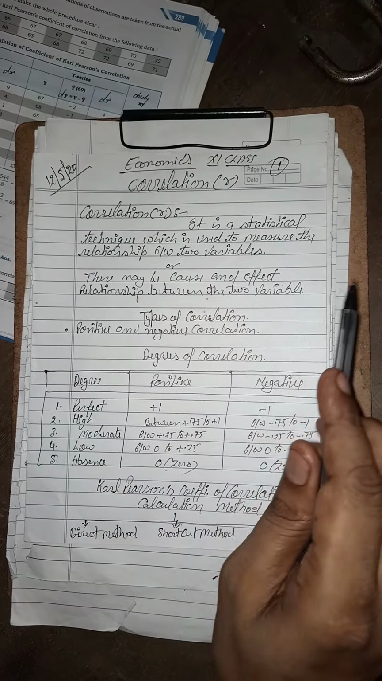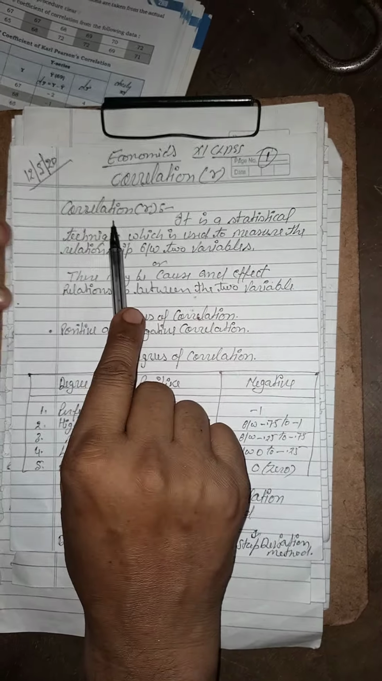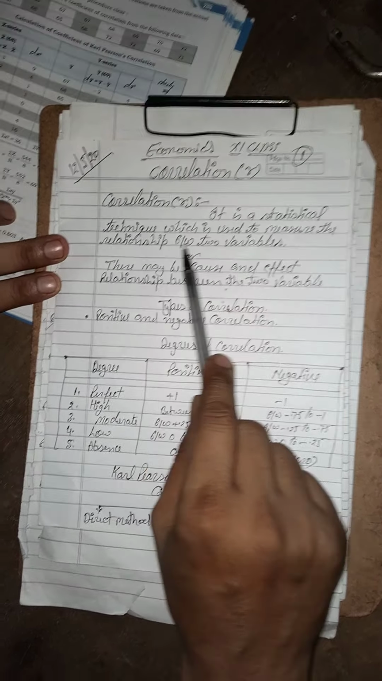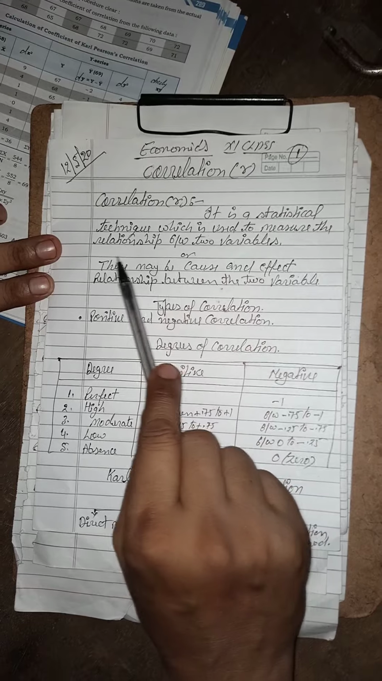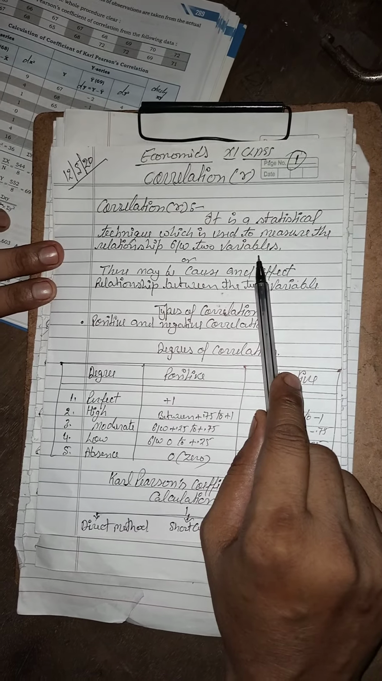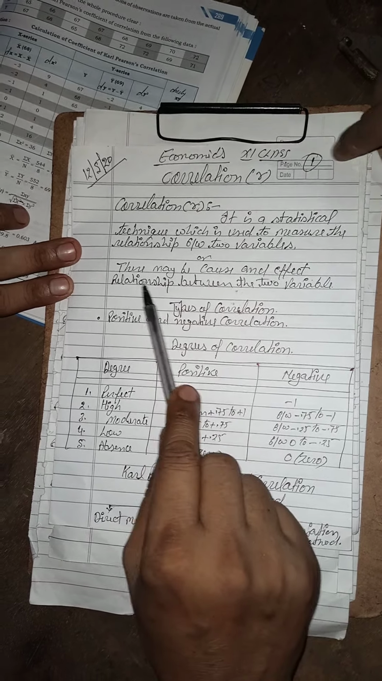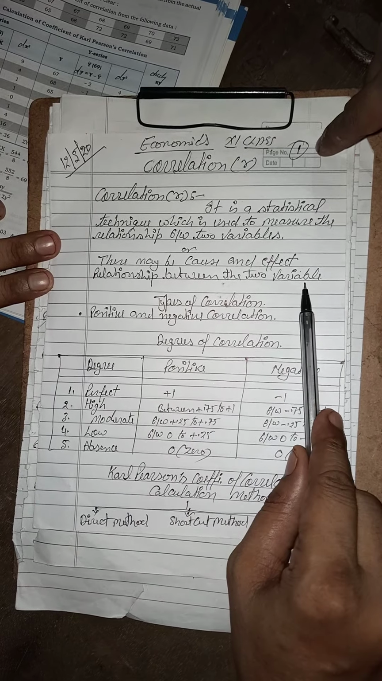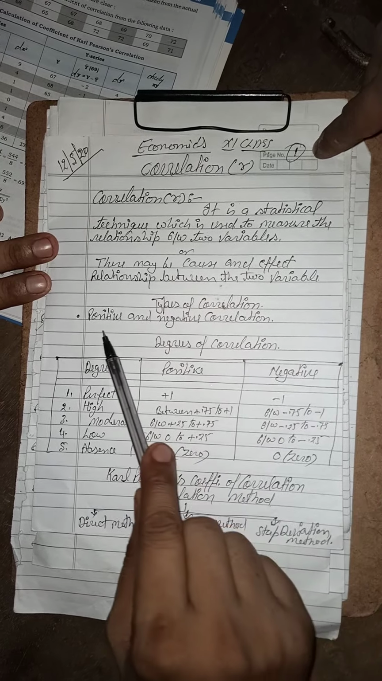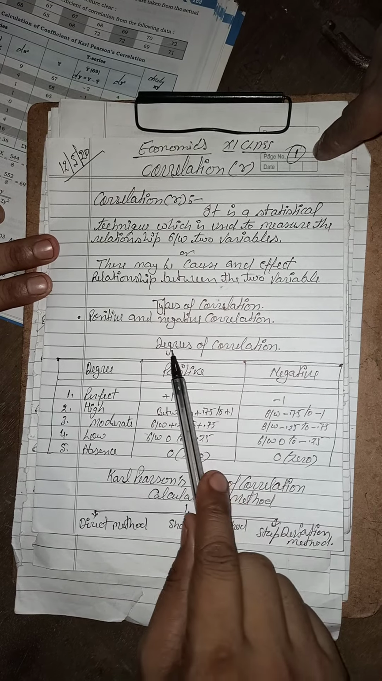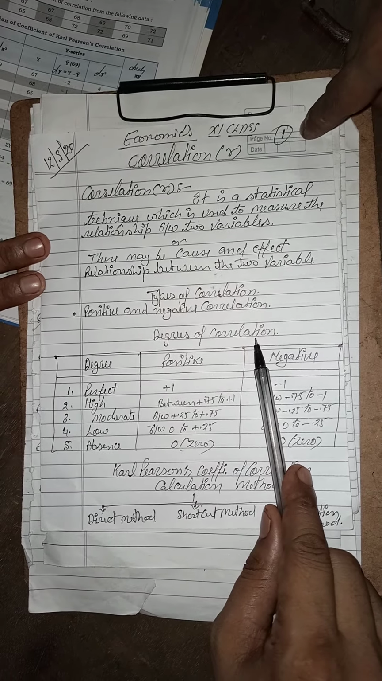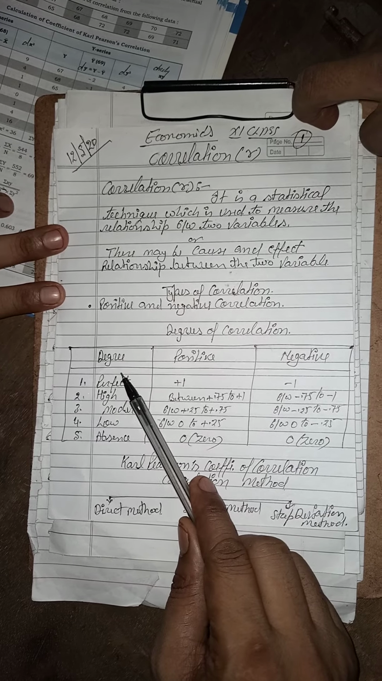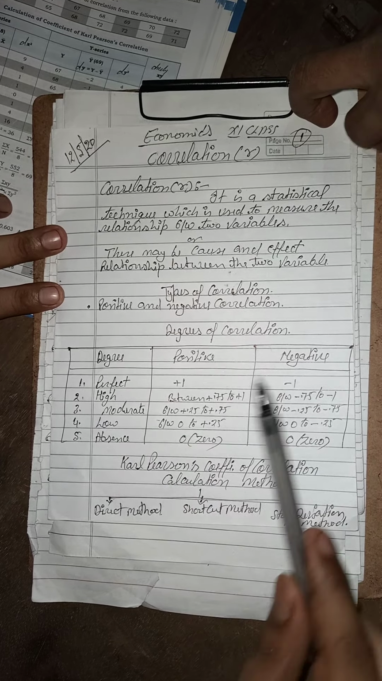First of all, let us discuss what correlation is. Correlation is a statistical technique which is used to measure the relationship between two variables, or there may be a cause and effect relationship between the two variables. Types of correlation: positive and negative correlation. Degree of correlation: we will find out the correlation with the help of 5 degrees, positive and negative.